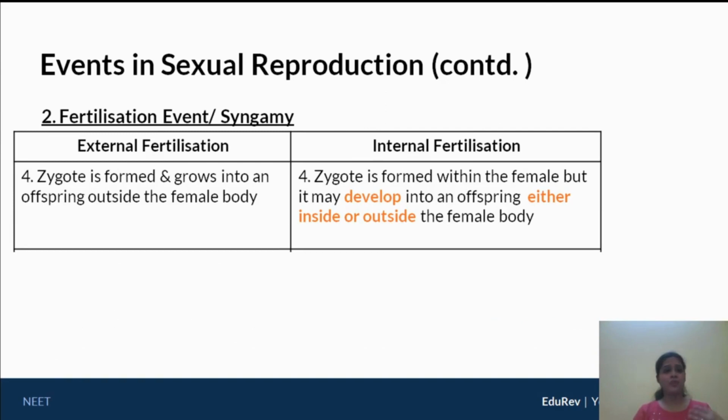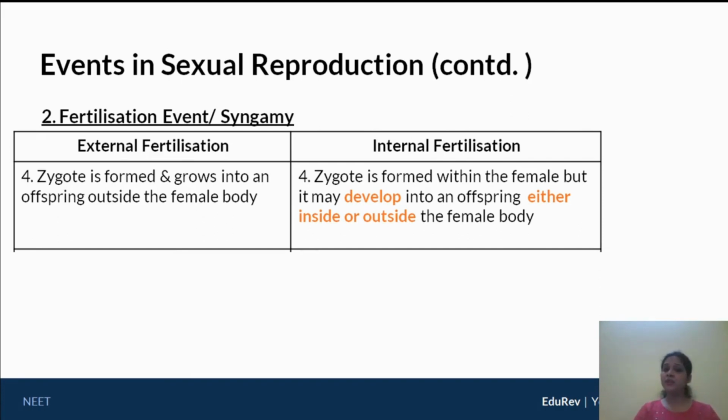Moving on. Now external fertilization, obviously since fertilization is occurring externally, the zygote will also be formed outside the female body. But in case of internal fertilization, since the fertilization process is within the female body, we have an option here. Either the zygote is formed within the body, for example, in case of humans, the zygote is formed within and it grows within, continues.